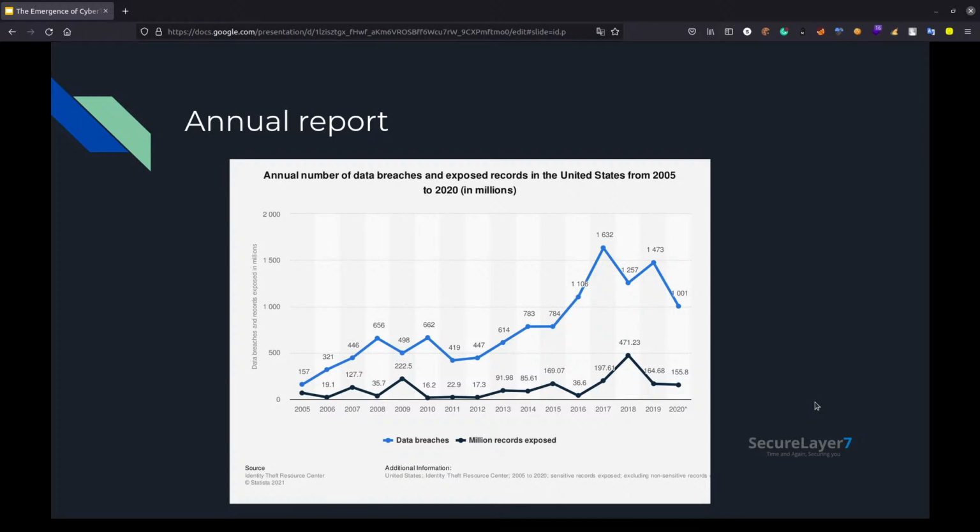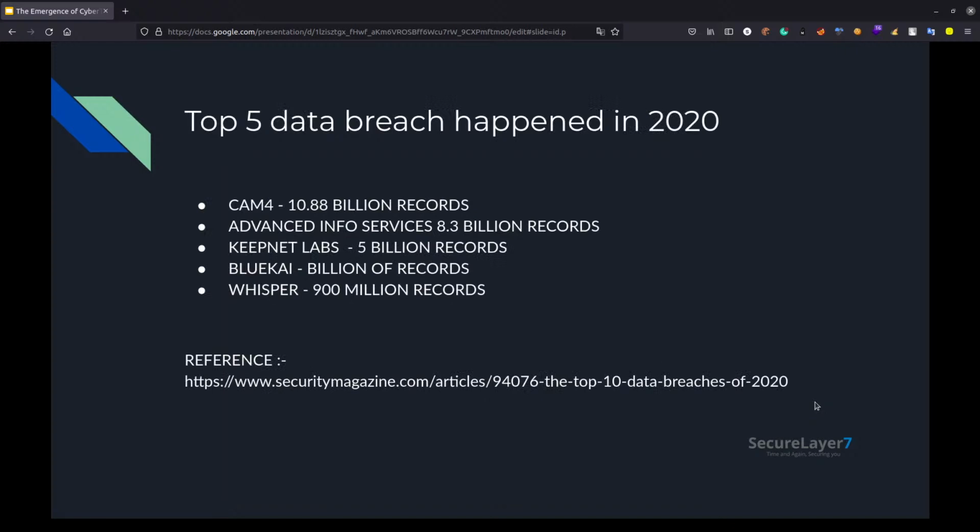So this was the basic information shared by me. The next is the top 5 data breaches that happened in 2020. Here are the five listed companies who suffered data breaches in 2020, from a Security Magazine article which has published the names of the companies and the approximate data records which were exposed.